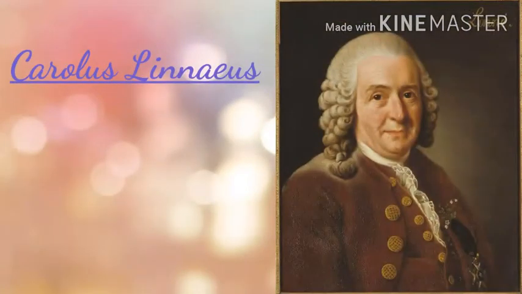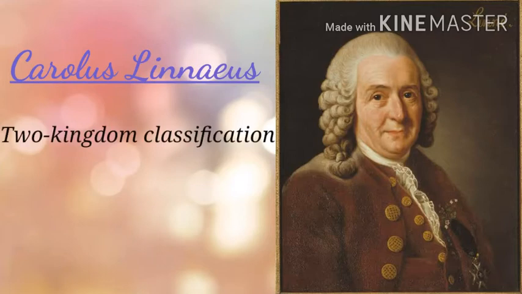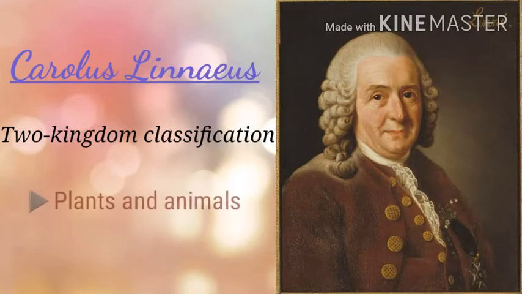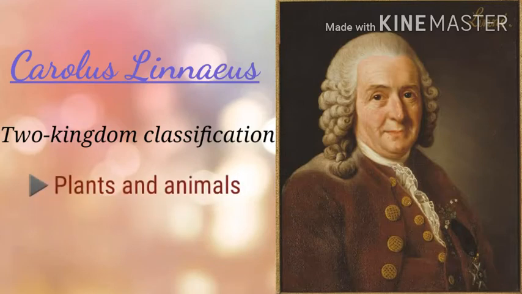Many scientists have attempted to classify the organisms. One among them was a Swedish botanist, Carl Linnaeus. The classification proposed by Carl Linnaeus is called two-kingdom classification system. Linnaeus grouped all the organisms into 2 kingdoms, namely plants and animals. The classification was mainly based on some characters such as presence or absence of cell wall, mode of nutrition, locomotion, and response to stimulus.